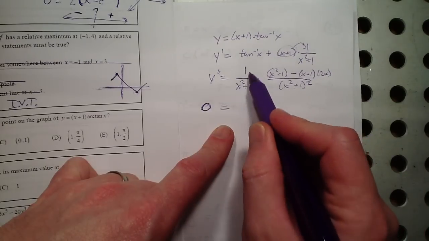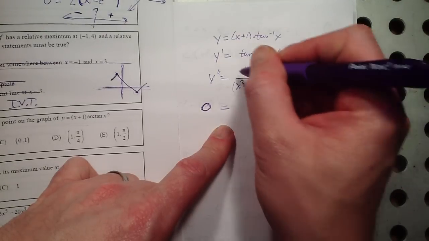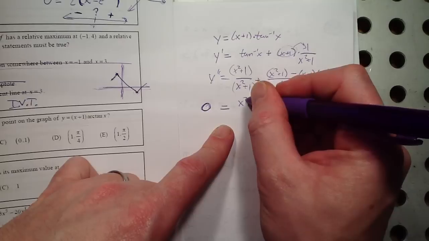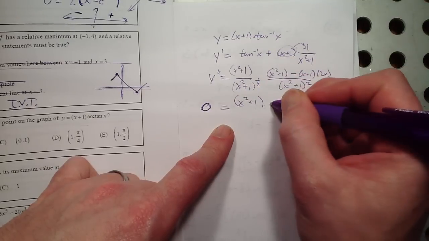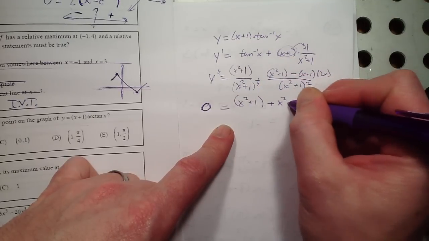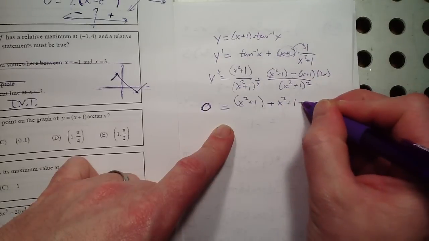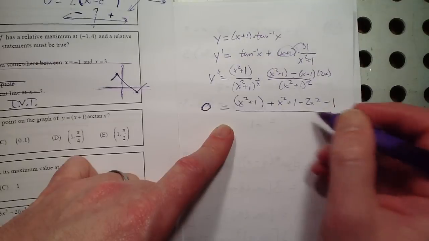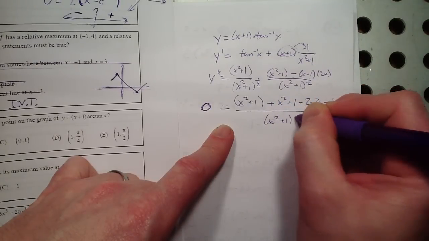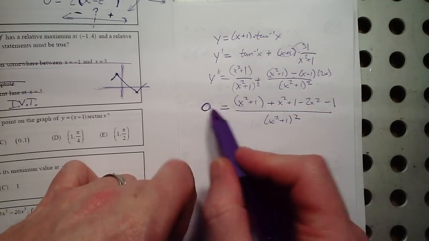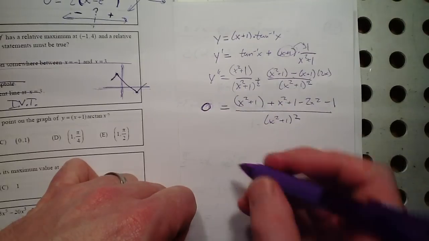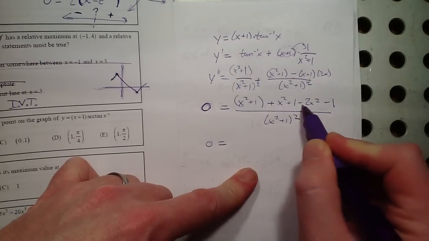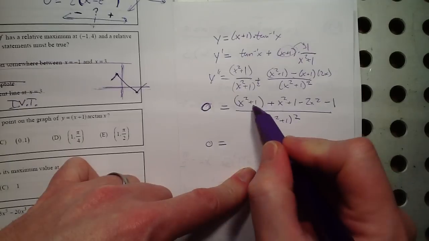So I'm going to multiply the top and bottom of this by x squared plus 1, right? It's the same thing, x squared plus 1. And then we got plus x squared plus 1 minus 2x squared minus 1 all over x squared plus 1 squared. And if we want this to be equal to 0, that's only going to happen when the top is 0. So let's see if we can clean that up. We've got x squared plus x squared minus 2x squared. Those are gone.